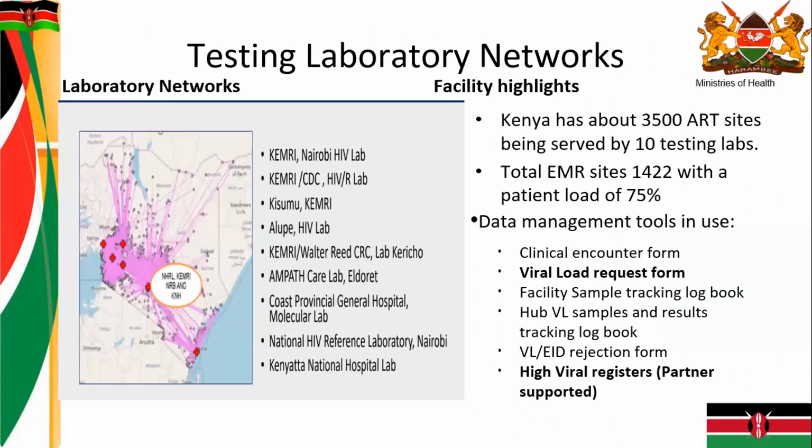So the testing laboratories that are currently in operation are 10, as you can see from the map indicated on my left. You can also see the names of the labs and their placement across the country. Various facilities have been mapped to the 10 labs. From the list you can see here, we have the 9 national labs, and then we have 1 hub, which is the EDAP lab, making a total of 10 labs that are currently doing viral load testing.